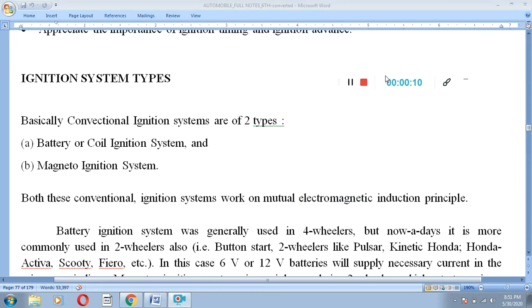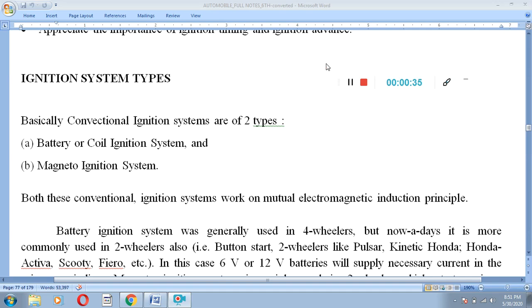Okay, ignition system. You know why an ignition system is required in IC engines, internal combustion engines? The ignition system is an essential part of the internal combustion engine. So now, directly moving towards the ignition system types. What are the different types of ignition systems?